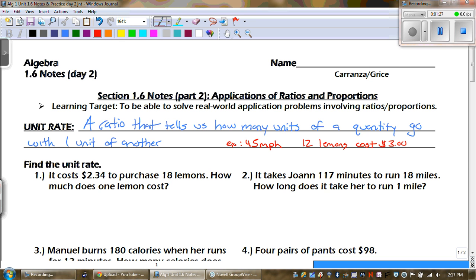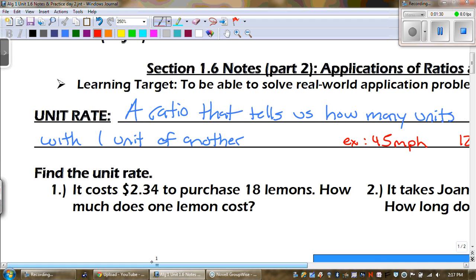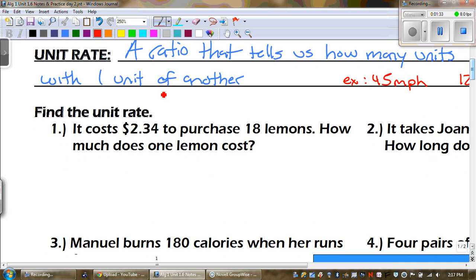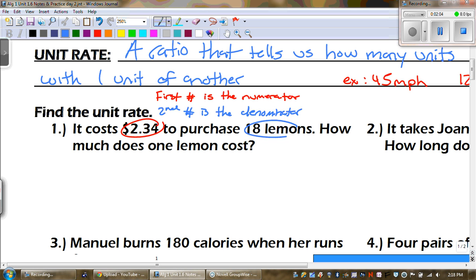So when we're finding the unit rate, something to know is that your first number is the numerator, and whatever the second number is the denominator. So it costs $2.34 to purchase 18 lemons. How much does one lemon cost?